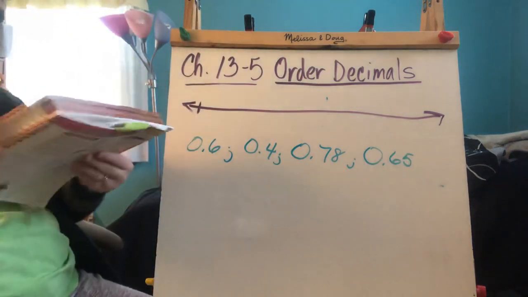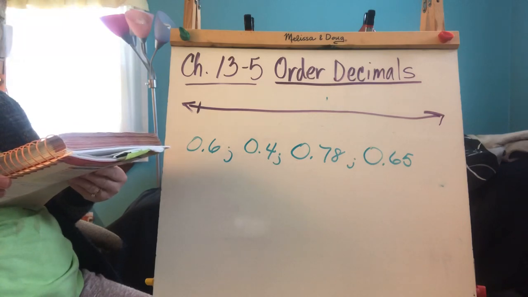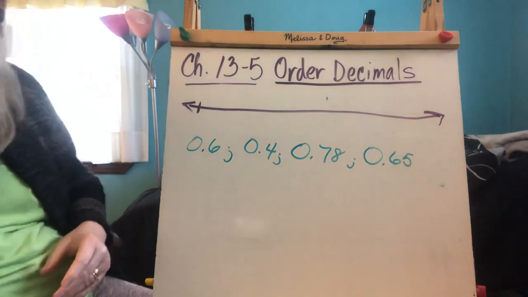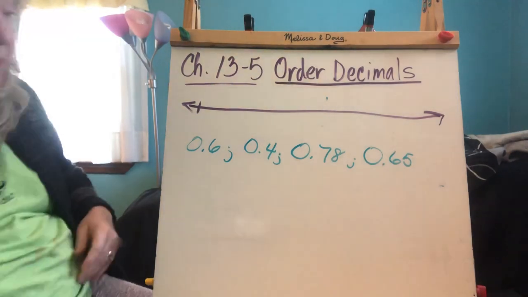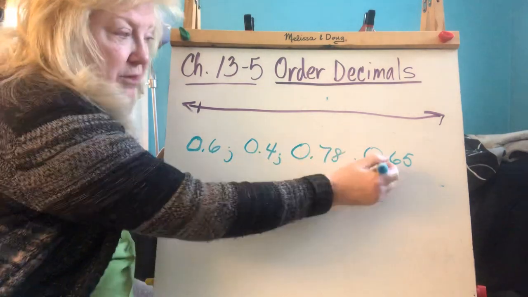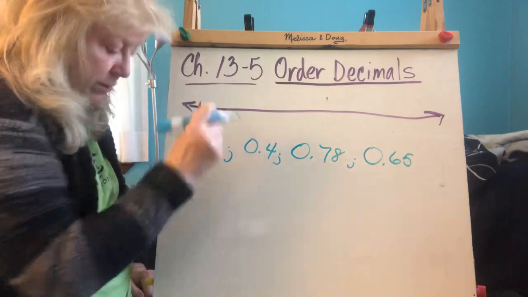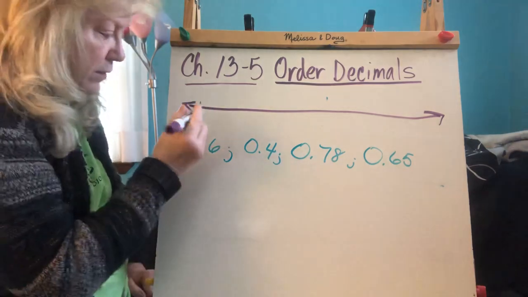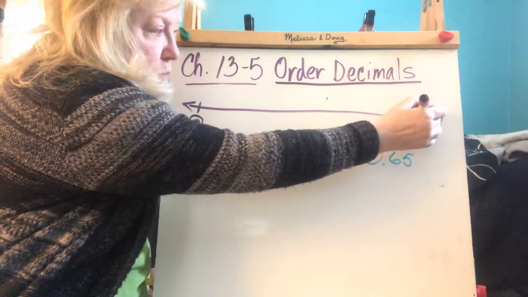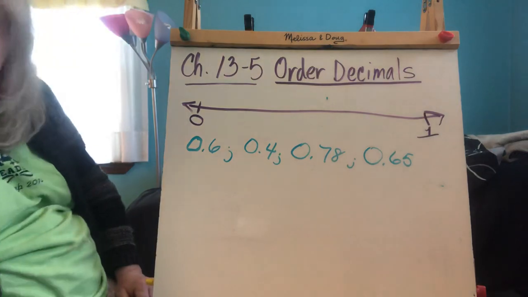Okay, so now all of these numbers are going to fall between 0 and 1 on our number line. Between 0 and 1, because there are no whole numbers in any of these numbers. Every one of them begins with a 0. So it's going to start at 0, and none of them go up to the whole number 1. So it's all between 0 and 1 on our number line.